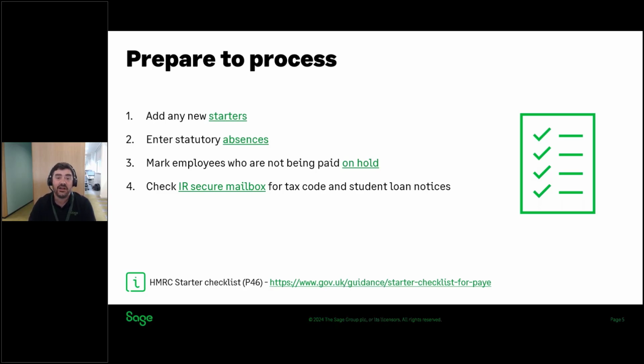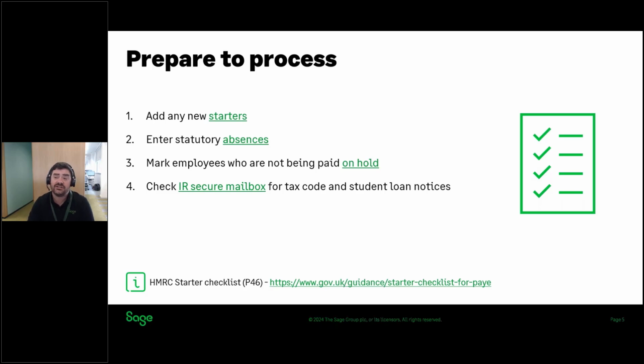And it also allows you to submit the fact that they're an irregularly paid employee to HMRC in your FPS. And then the last step is to check your secure mailbox if you receive tax coding notices online, or check for any paper notices that you've received in the post, and make sure you've updated information such as tax codes and student loan notices if you've received any of those changes from HMRC. And we do have a webinar all around the integrated HMRC secure mailbox, which we are running later this month.